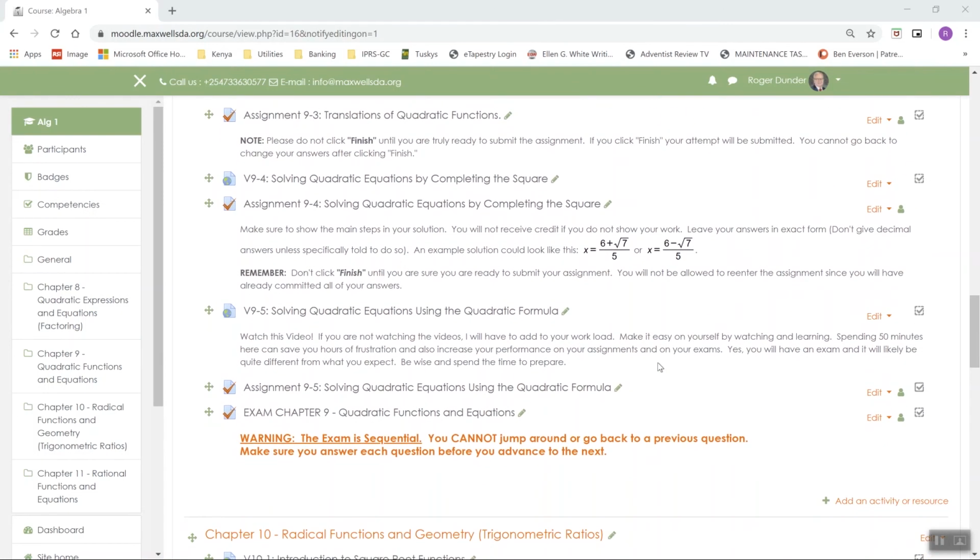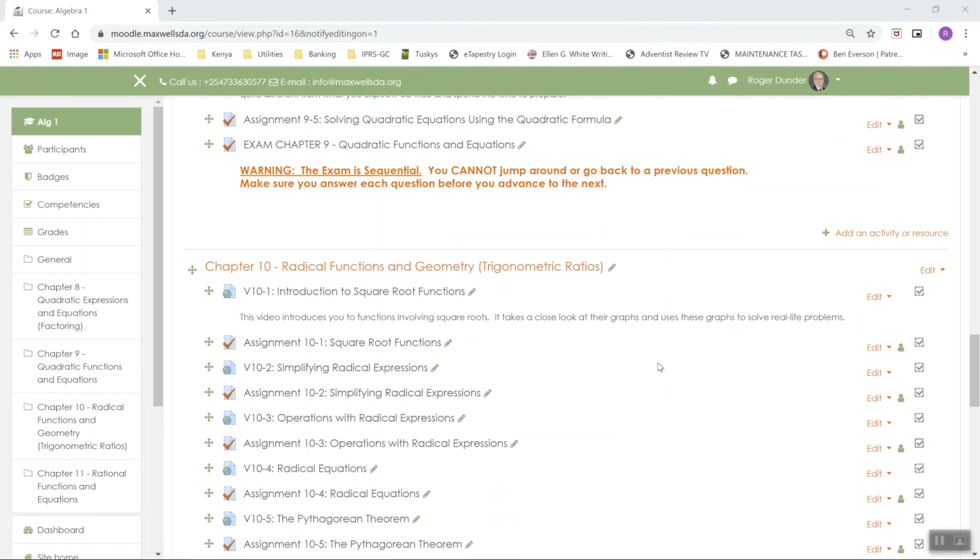Then, of course, we have chapter 10, radical functions and geometry. To be precise, trigonometric ratios: sine, cosine, tangent. SOHCAHTOA, remember SOHCAHTOA. Sine, opposite over hypotenuse. Cosine, adjacent over hypotenuse. And then finally, tangent, opposite over adjacent. SOHCAHTOA. Know how to solve triangles to find all the unknown sides and angles in right triangle trigonometry.